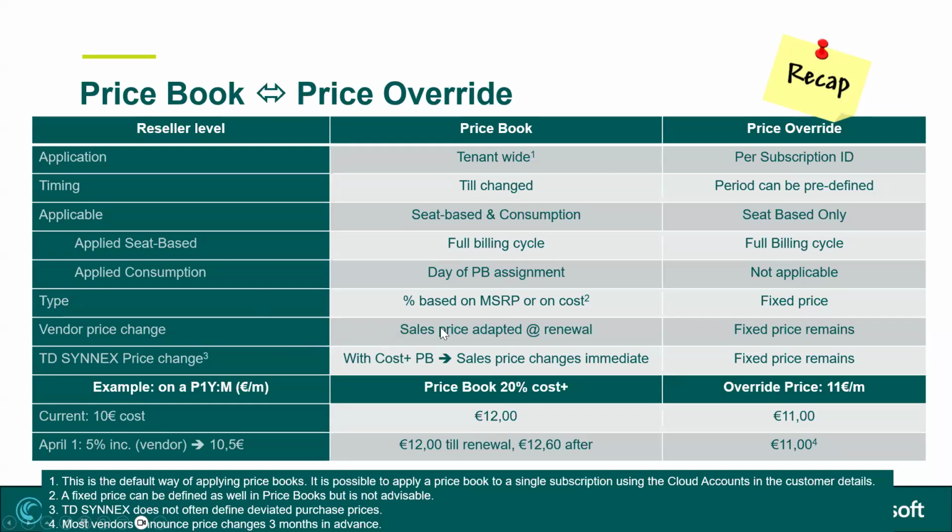So the type is percentage. We always advise using a percentage based on MSRP or on cost. You can also put a fixed price in the price book, but we advise against it. Why? Because if Microsoft or a vendor changes the price, automatically all prices in the price book will be adapted, except if you put a fixed price in the price book. Then that system falls away, and you will remain at that sales price to your customers. Price override is always a fixed price.